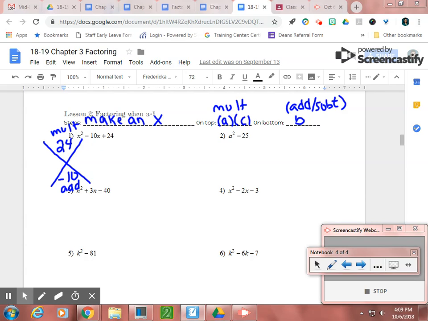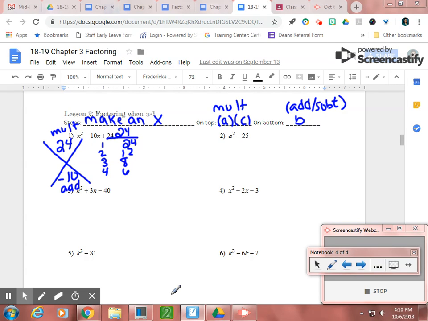So what I would do is make a list of things that give you 24. So things that give you 24 are 1 and 24, 2 and 12, 3 and 8, 4 and 6, and that's it. So we want to know which one of these is going to add up to negative 10 and multiply to a positive 24.